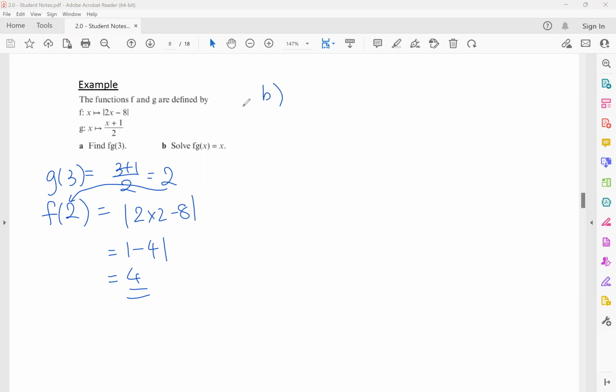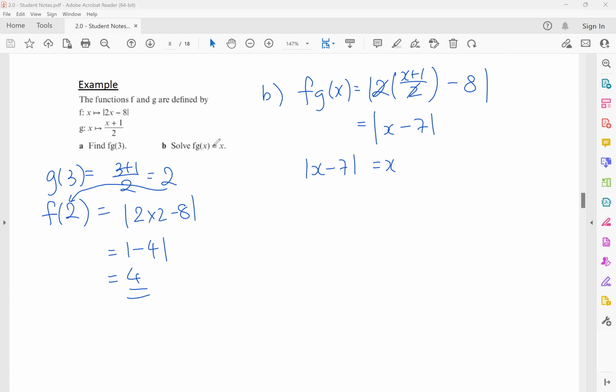Part B, solve f of g of x equals x. Now, this time we have no choice but to do it algebraically. We have to substitute g of x into f of x. So I'm going to keep the structure of f of x, but when I see x, I replace it with g of x. So that equals modulus of 2, and the 2 cancels out, so x plus 1 minus 8, that will become x minus 7. And we know modulus of x minus 7 equals x because we're asked to equate to x.